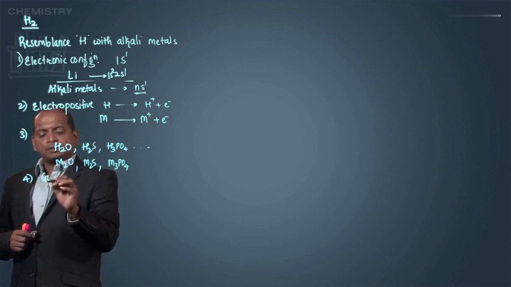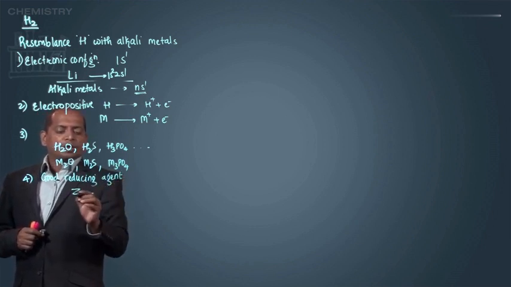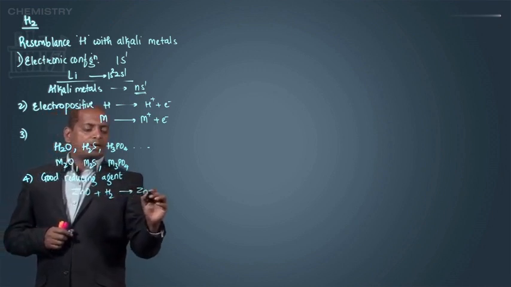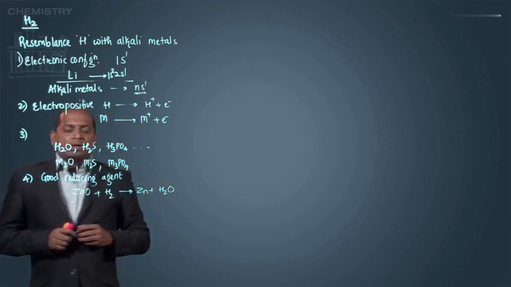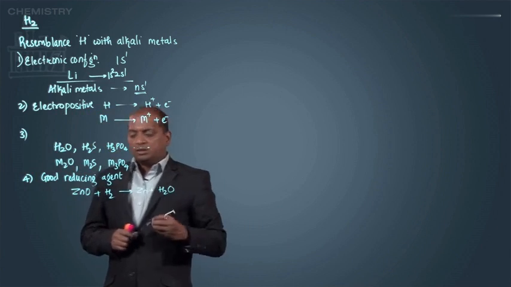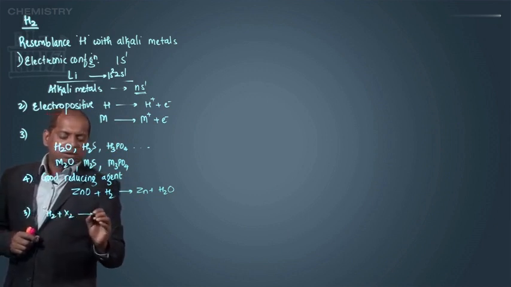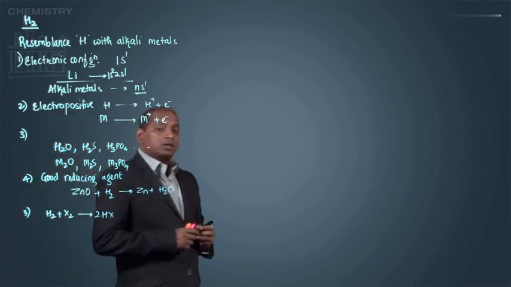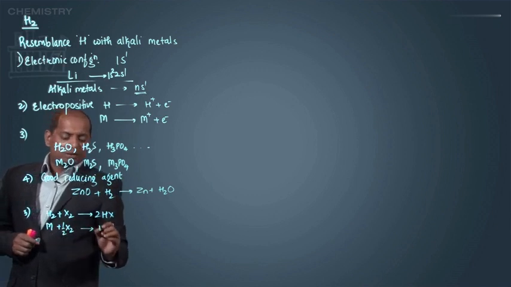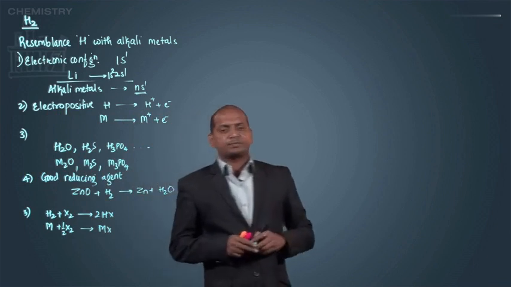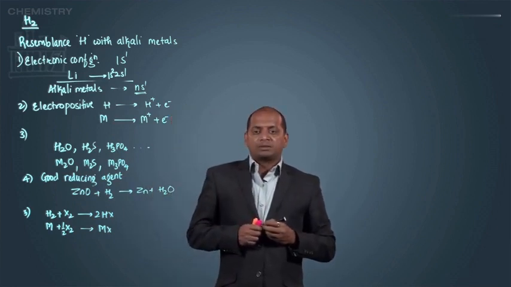Hydrogen is a good reducing agent. For example, zinc oxide when reacted with hydrogen gives Zn plus H2O, so hydrogen can act as a good reducing agent. Hydrogen also reacts with halogens. H2 when reacted with halogens gives hydrogen halides. Similar compounds are obtained when alkali metals react with halogens, that is, metal halides. Due to all these reasons, hydrogen shows similar properties to those of the s-block elements, rather alkali metals.